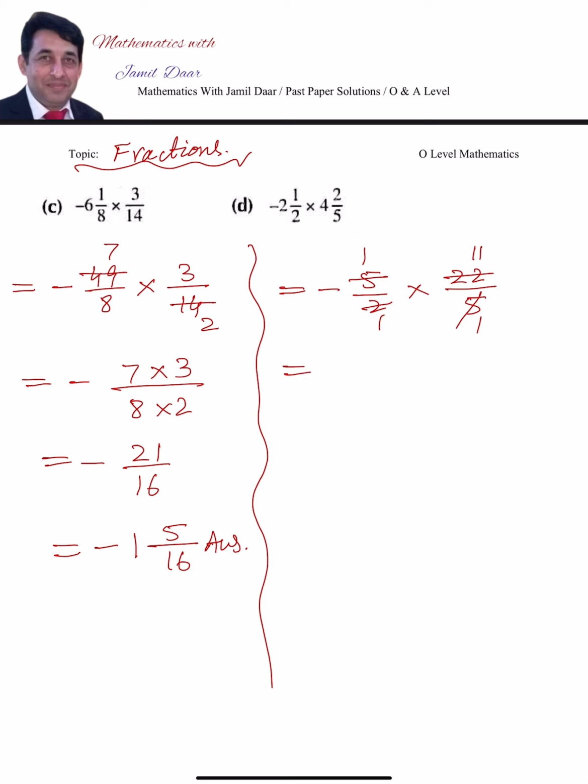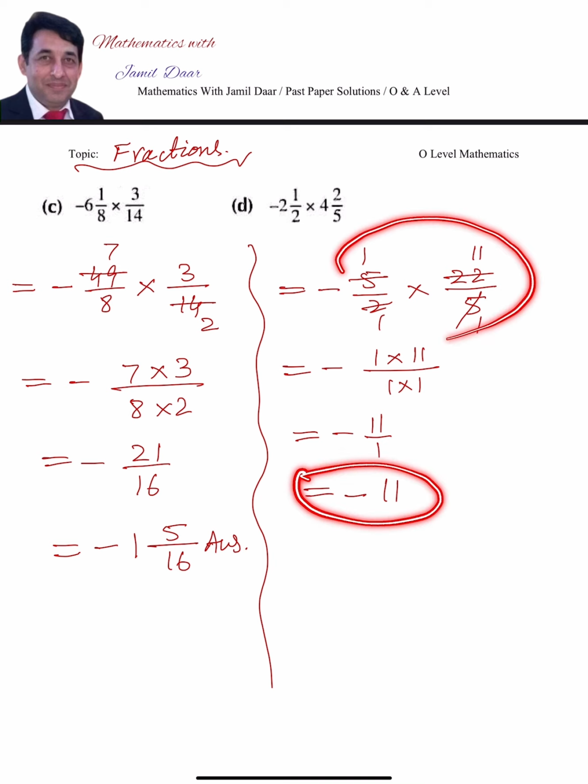So this will become, this is negative and this fraction is positive. So minus into positive is minus 1 times 11 over 1 times 1. So there would be minus 11 times 11 over 1. And if the denominator is 1, that means there is no need to write it down. So either you can write this step after this one.